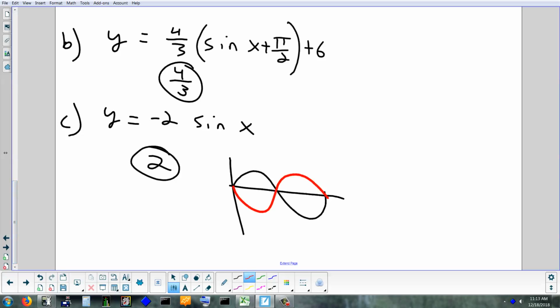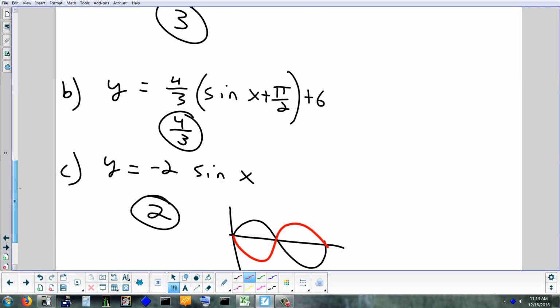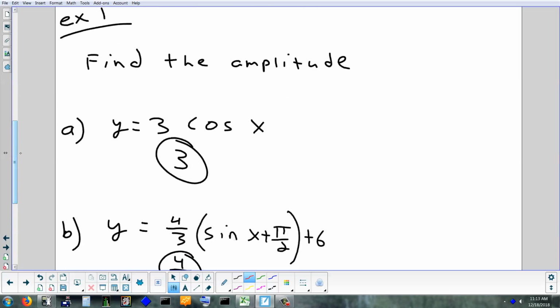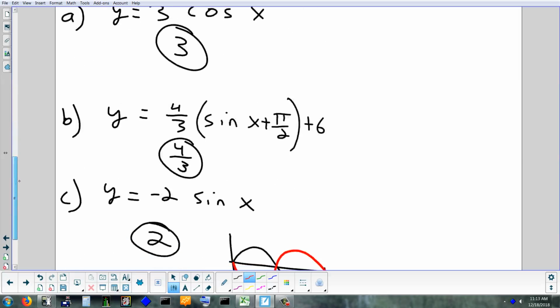Okay. So any questions on finding the amplitude? You probably have 2 questions just like that on the test. Find the amplitude. No sketch needed.